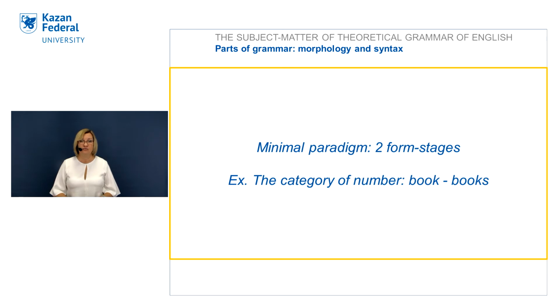Unlike syntagmatic relations, paradigmatic relations cannot be directly observed in utterances. Grammatical paradigms express various grammatical categories. The minimal paradigm consists of two form stages. This kind of paradigm we can see, for example, in the expression of the category of number.